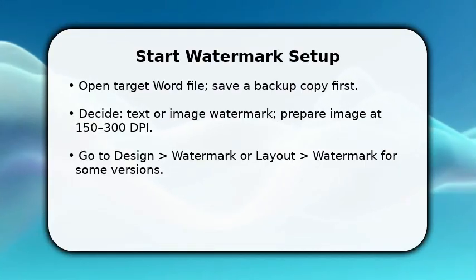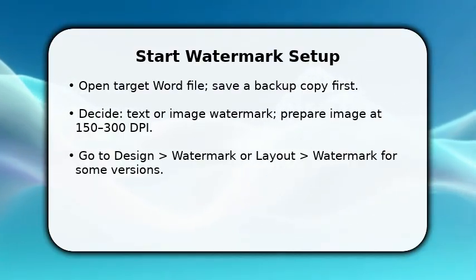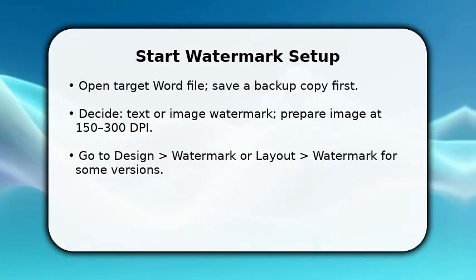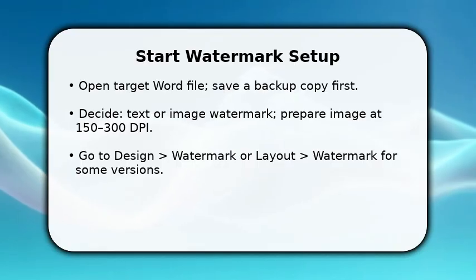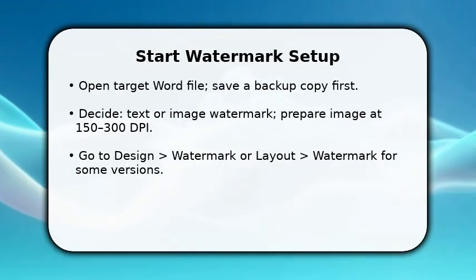You start by choosing the exact document page scope and locking a backup. This prevents accidental changes. Once done, decide whether a text or image watermark suits your purpose and prepare an image at 150-300 dpi for clarity.